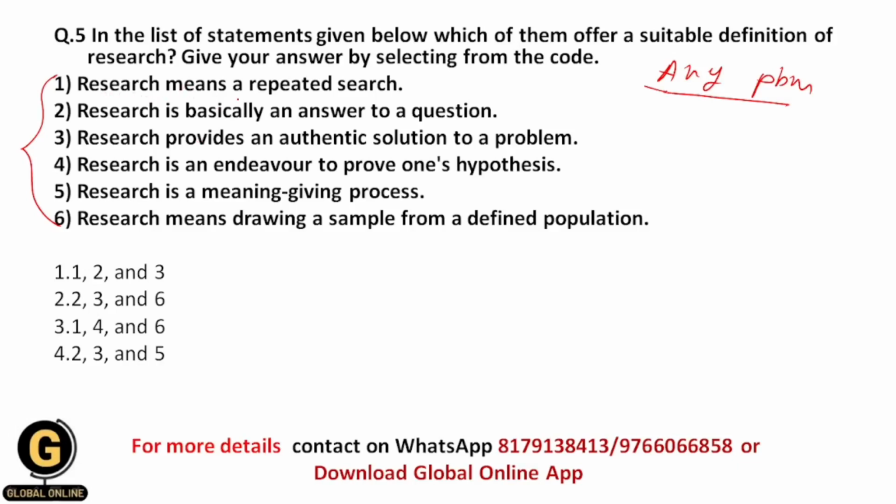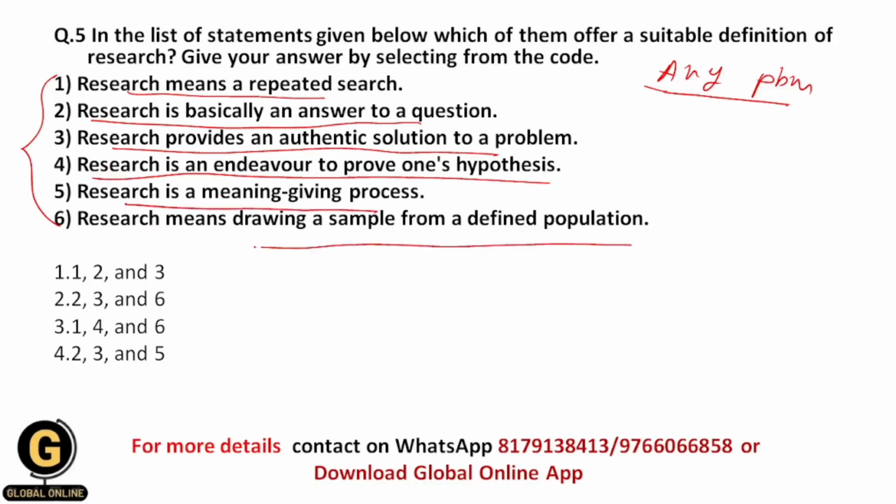Let us see the statements. First is research means repeated search. Second is research is basically an answer to a question. Third is research provides an authentic solution to a problem. Research is an endeavor to prove one's hypothesis. Research is a meaning giving process, and research means drawing a sample from a defined population. So research means a repeated search, again searching and searching. It is true, but it is not the suitable definition of research, and that's why this is incorrect.